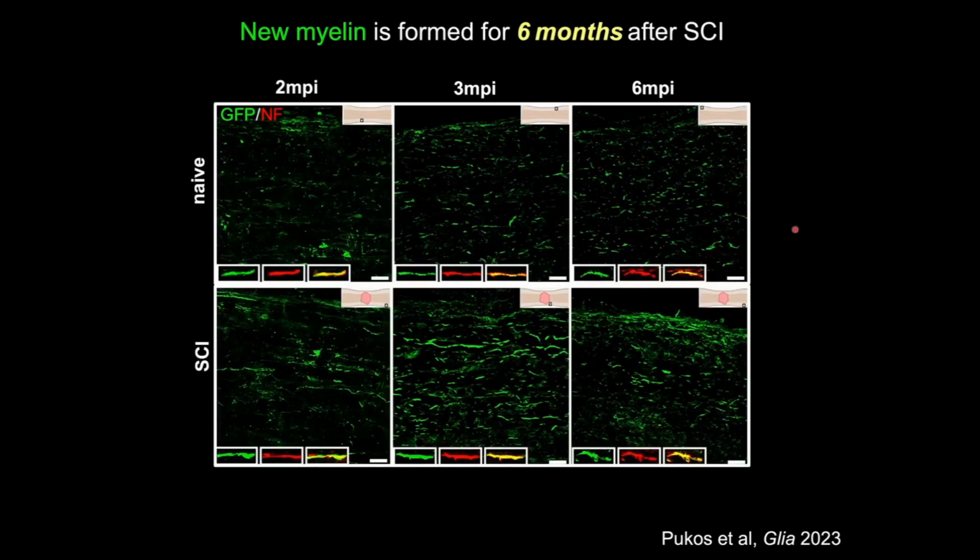What we were able to show is that, in fact, we did find evidence of new myelin being formed at every time point that we looked. So compared to age-matched naive animals who do have a low level of new myelin forming, there's always a little bit of new myelin formation going on in the central nervous system. The animals that received spinal cord injury had a significant increase in the amount of new myelin formed.